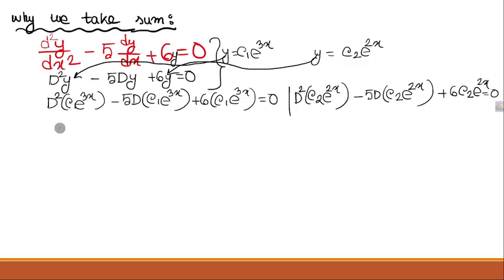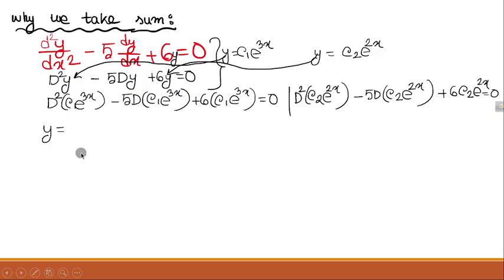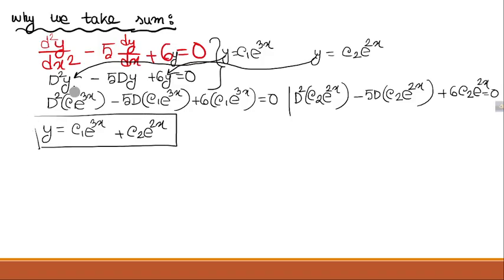Now, I have said that the solution of the equation is y equal to c1 e to the power 3x plus c2 e to the power 2x. Is it real? Is this the solution? I want to check whether this is the solution of this equation or not. What is the procedure? How can I check whether this is the solution of this equation or not? I have to put this y here and see whether the value is 0 or not.